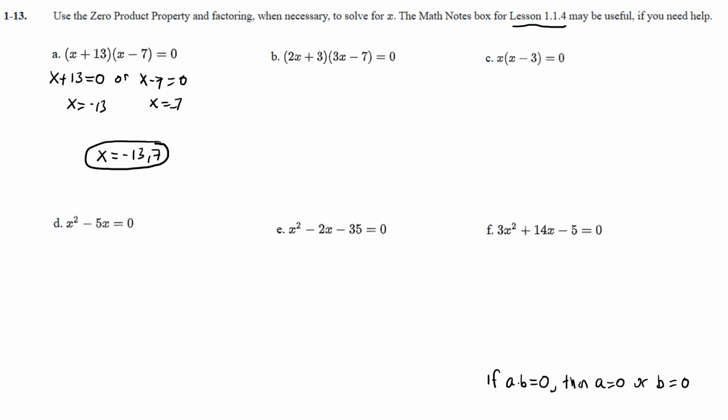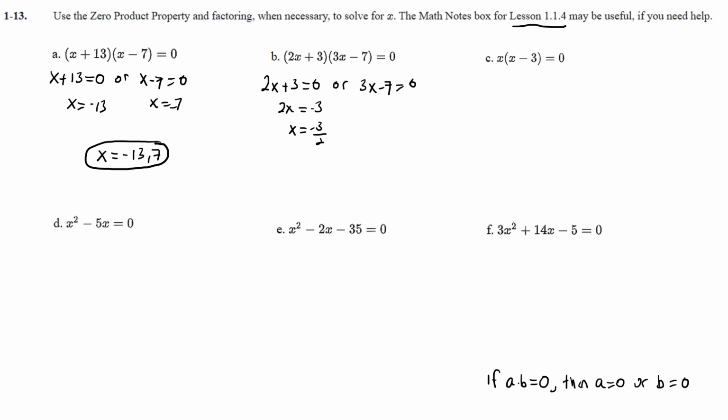So this is where we use the zero property. According to that, either 2x minus 3 equals 0 or 3x minus 7 has to equal 0. So let's solve the left one first. We'll first subtract 3 and then divide by 2. At this point in this course, we want to try to leave our answers in fraction form.